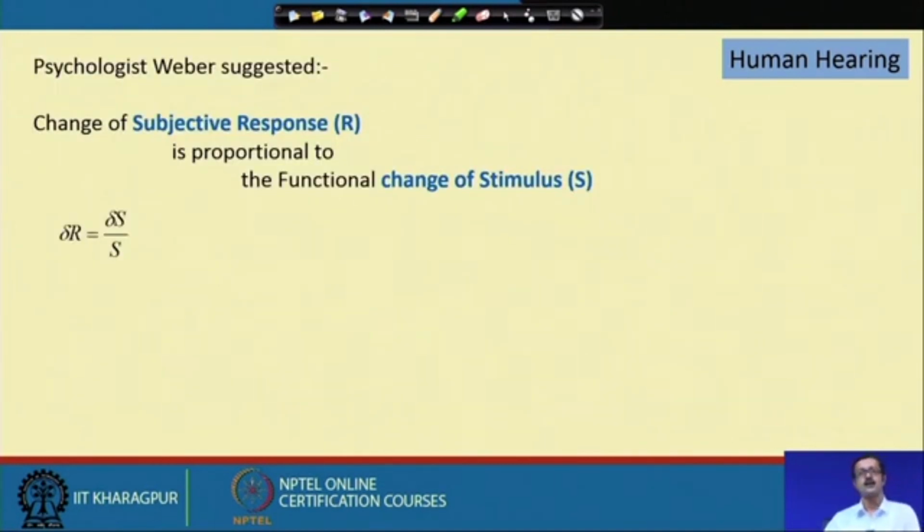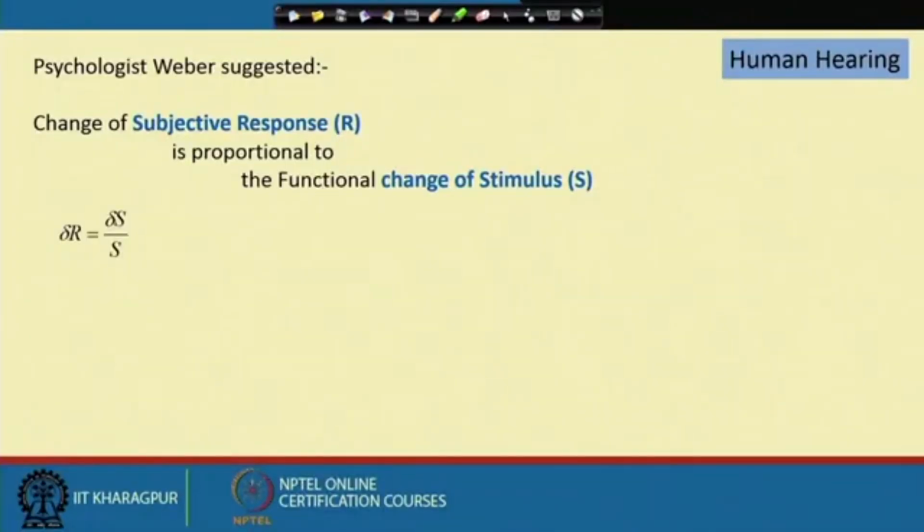Now, next, let us see how our sensation of the sound is perceived by the brain. A psychologist, Weber, suggested this proposition, that a subjective response is a function of the change of stimuli, and is proportional to it. This response may be weight, or light; if there is a slight change in the light, can I identify that change or not?